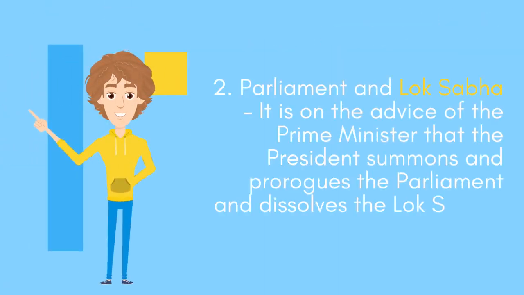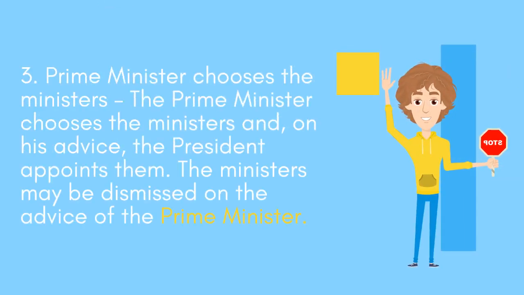2. Parliament and Lok Sabha. It is on the advice of the Prime Minister that the President summons and prorogues the Parliament and dissolves the Lok Sabha. 3. Prime Minister chooses the ministers. The Prime Minister chooses the ministers and, on his advice, the President appoints them. The ministers may be dismissed on the advice of the Prime Minister.